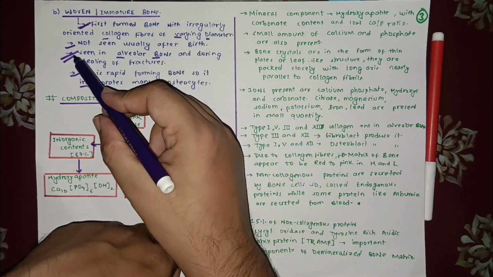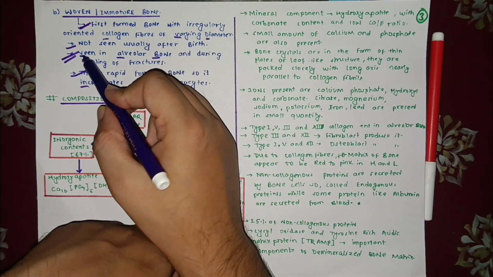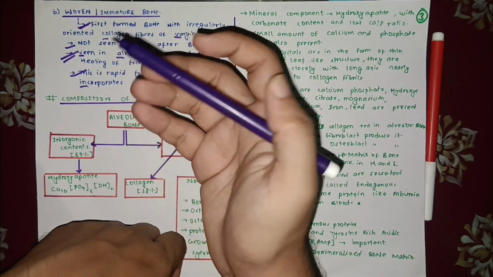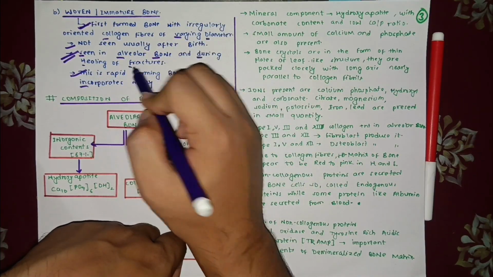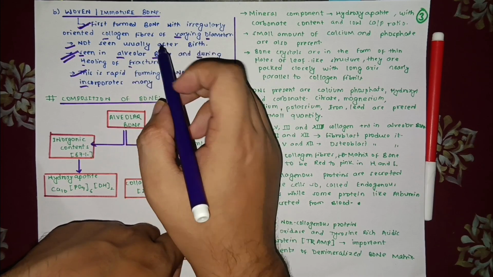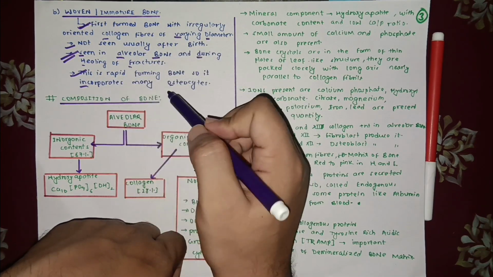And the line that is present here is important. They are mostly seen in the alveolar bone after birth too, and also during the healing of fractures. This is important for the MCQ exam. After that, this is a rapidly forming bone, so it incorporates many osteocytes.